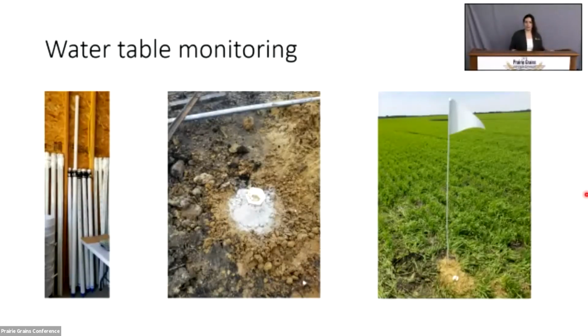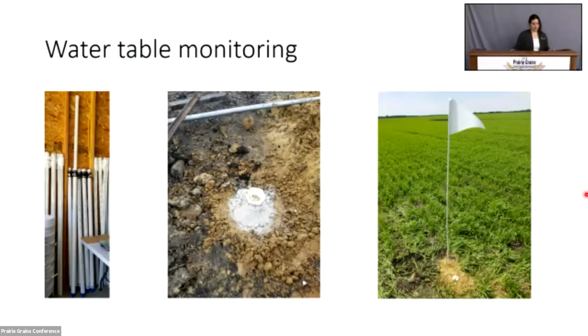Something that we added in this year is I took two fields we selected, one from each producer, and installed water table monitoring wells at 4 points spread across each of those selected fields to measure depth of water table throughout the season, so we can compare that back to our end of season yield and protein maps.